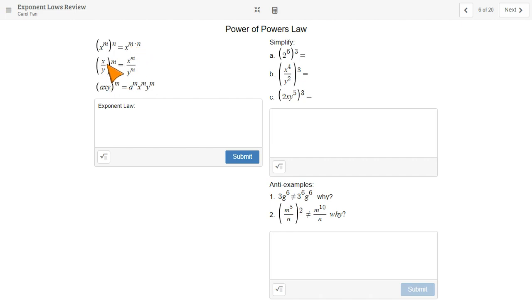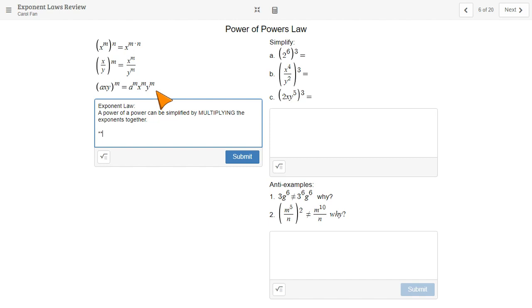Another way we could write this is if we have x over y all to the power of m, this would give us x to the m over y to the m. Or another way we could say it is if I have axy all to the power of m, this is equal to a to the power of m, x to the power of m, and y to the power of m. So the exponent law here states that a power of a power can be simplified by multiplying the exponents together.